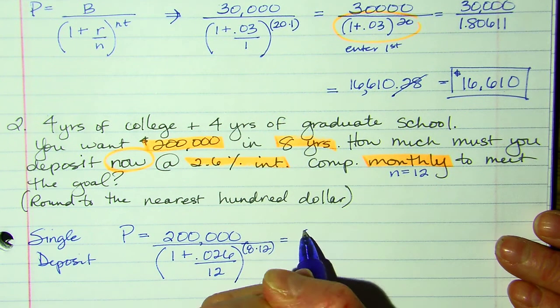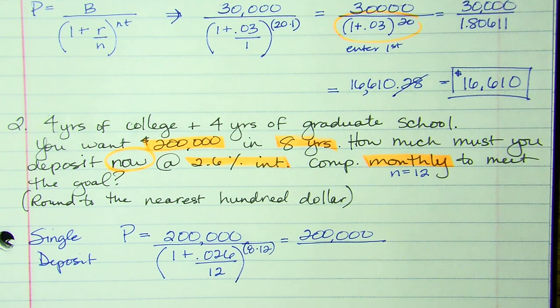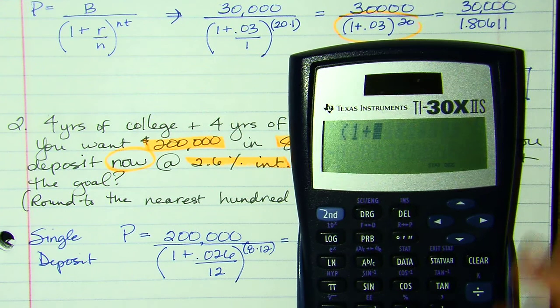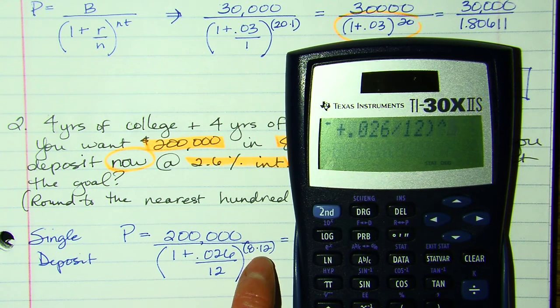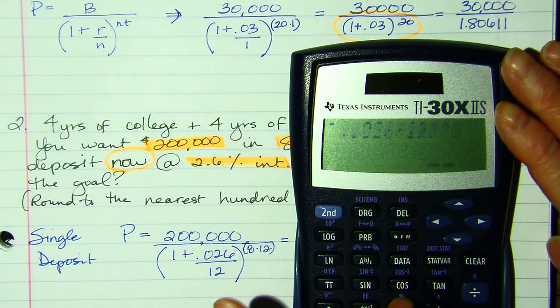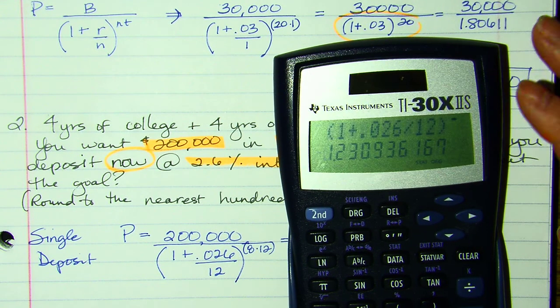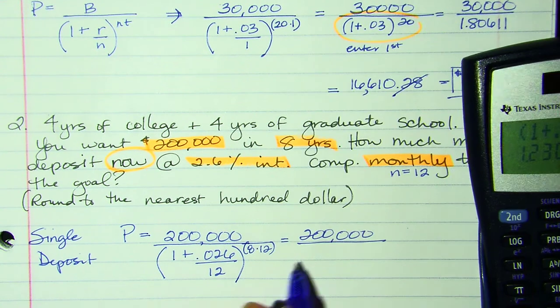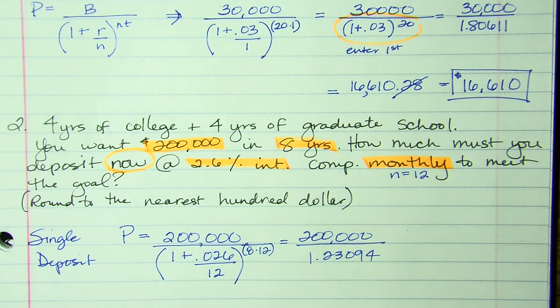So we're going to enter the bottom first. We're going to simplify the bottom, right? We're going to enter all of this down here. So using a calculator, parentheses 1 plus 0.026 divided by 12 to the, now if you're going to enter 8 times 12, you need to put it in parentheses. So 8 times 12, parentheses, and I get 1.2309. And the more decimals you keep, the more accurate your final answer will be. And this has to do with your money, so be as accurate as possible.